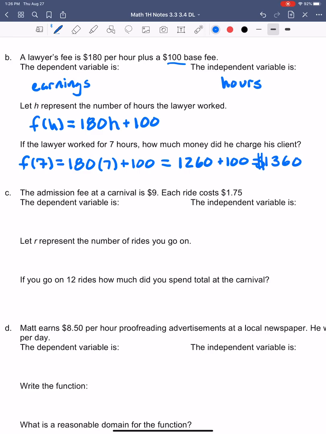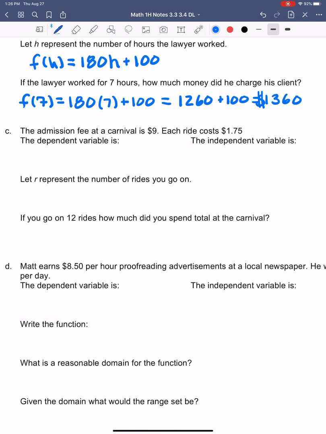All right, we'll keep going here. It says the admission fee at a carnival is $9. Each ride costs $175. Okay, so for this one, this is going to be the cost of this trip. The cost depends on, well, we have to see what's changing here, right? What could change? And that's going to be the number of rides that I go on, right? Because each ride is $175. So the cost depends on the number of rides.